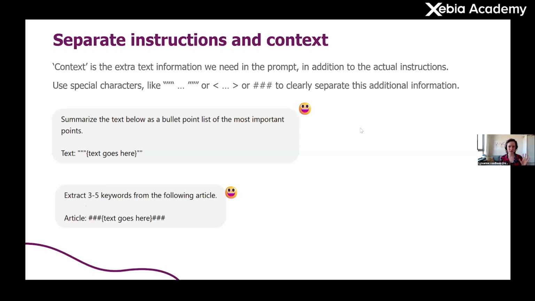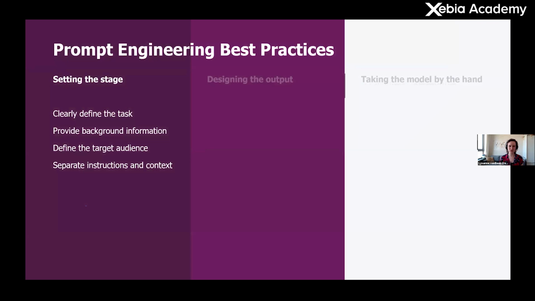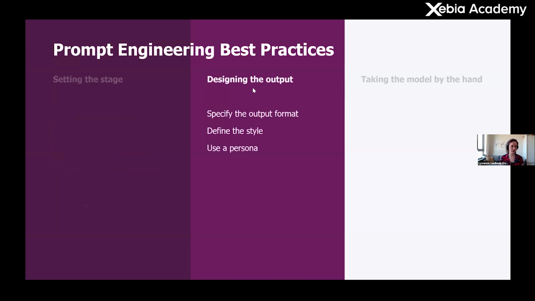All right. So those were the first couple of tips from setting the stage. These were the 4 tips that we saw so far. If you have any questions, feel free to put them in the chat. And while you're maybe thinking of questions or trying things out, we're going to move to the next section, which is designing the outputs. So we're going to see how to specify the output format, how to define the style, and also how to use a persona.